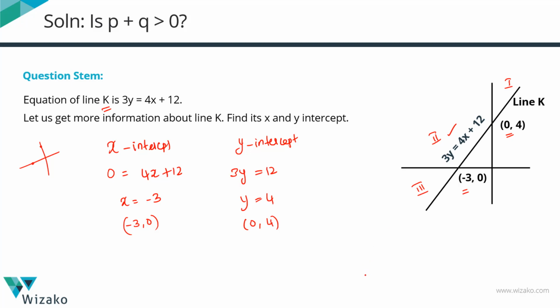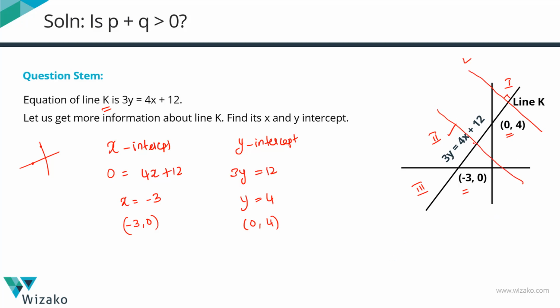Let's spend a minute on understanding what we need to find out. We need to find out whether P plus Q is positive. P and Q are the coordinates of intersection of this line K with line L. At the question stem level, all that we know is that line L is perpendicular to line K. Line K passes through these three quadrants. Line L is perpendicular to it. In one instance, it could intersect with it in the first quadrant. That's a possibility. This is line L. We haven't seen the statements yet. All that we know is that it is perpendicular. Line L could be this line.